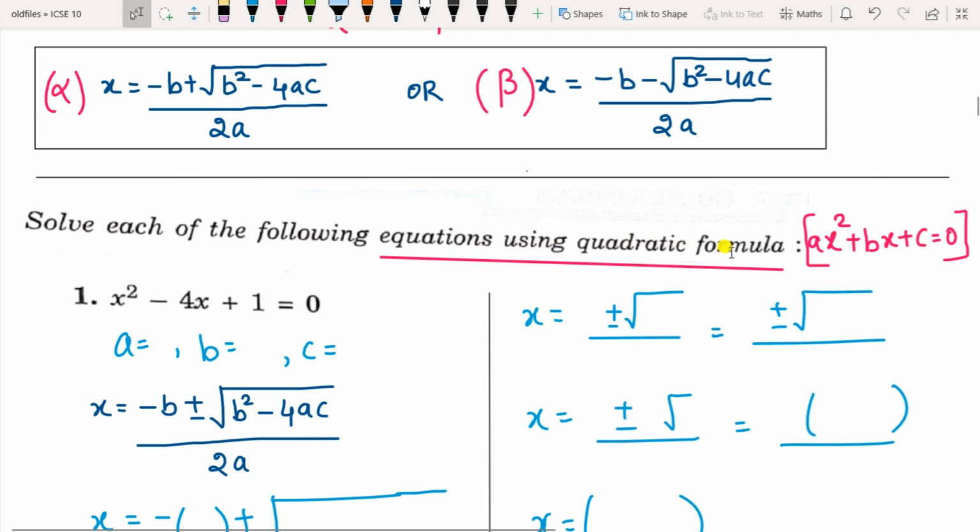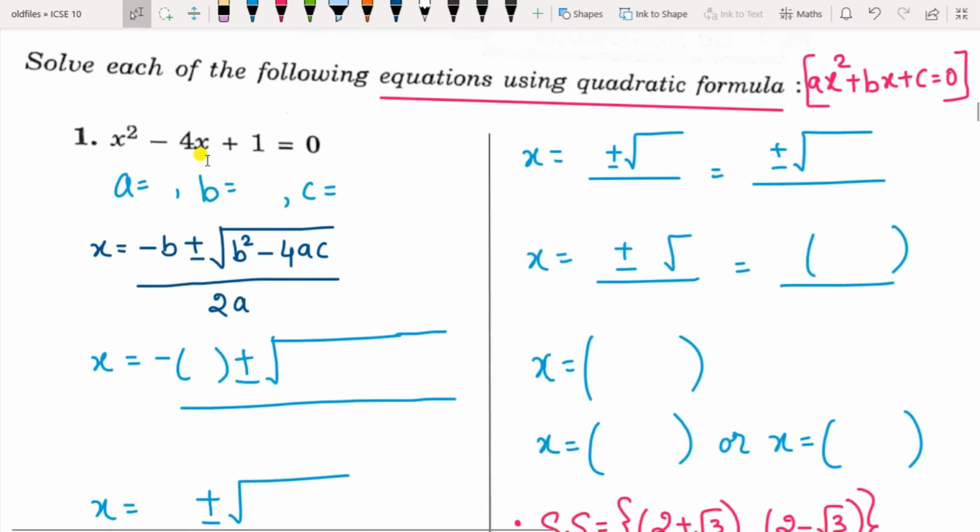In the exam also you have to see the question properly. If they specify that by using the quadratic formula solve the following quadratic equation, then you have to use the formula only. Otherwise you can solve it by either the factorization method or the formula method.